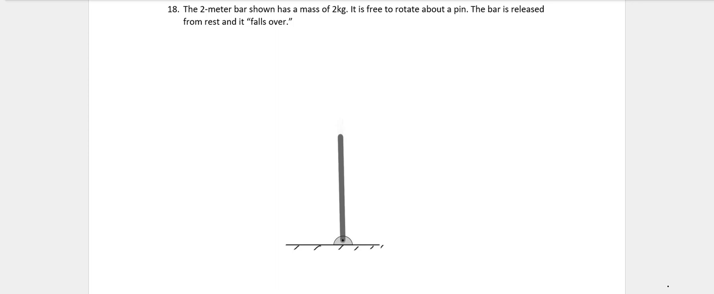I'm making this one to help you out with number 18 in your Unit 4 homework. So let's see, we've got this bar connected by a hinge, free to rotate. It starts here at position 1, released from rest, and it falls over. A moment later it looks something like this, and then a moment later something like this. And then eventually, right before it hits the ground, it looks something like this. That's just a quick sketch.